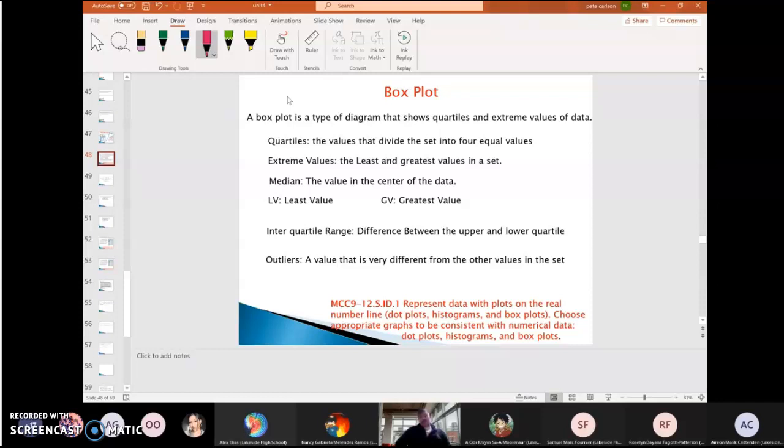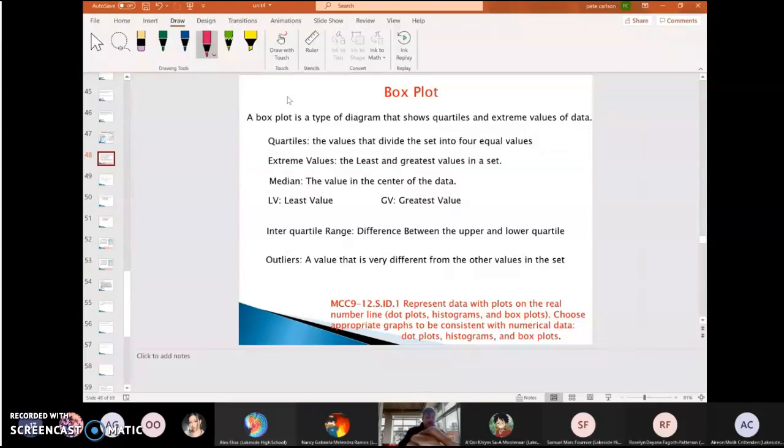Now, quartiles, we're going to divide our information into 4 equal values, or 4 equal sets, or 4 equal distances. The extreme values, we talked about these the other day, those are your outliers. Those are the numbers that kind of are the lowest number and the greatest number of your set. We should all know what the median is. That's the center of your data. When you see the letters LV, that stands for least value and greatest value.